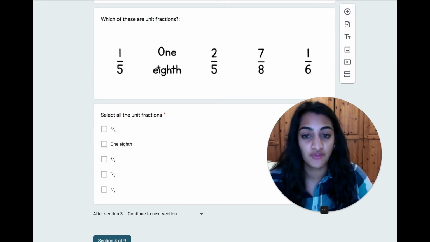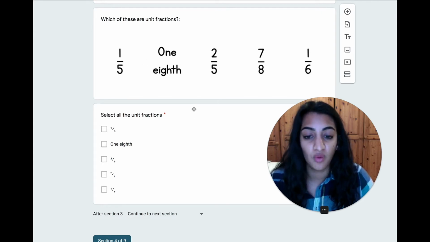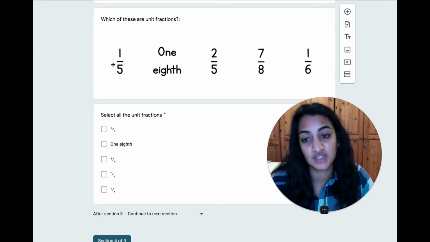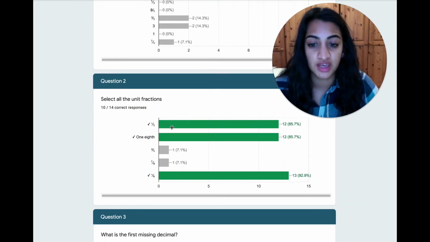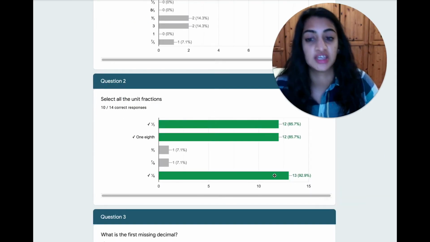Now, even though this fraction has been written in words, if we were to write 1/8 as a fraction using digits instead of words, you would have a 1 as the numerator, and then a line, and then the 8 as the denominator. So this would also be a unit fraction. This is still a unit fraction, it's just written differently. Instead of being written in digits, it's been written in words. The correct answer should have been 1/5, 1/8, and 1/6 are all the unit fractions in this question.